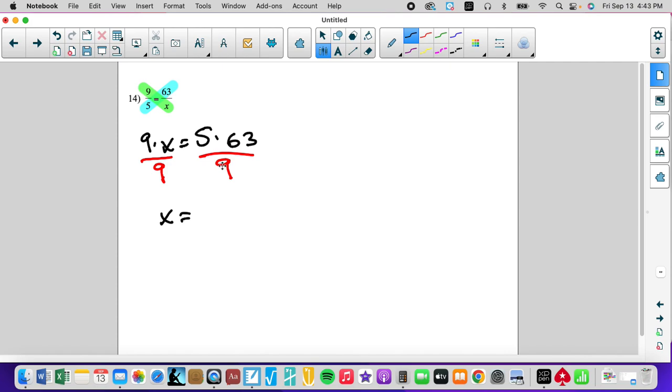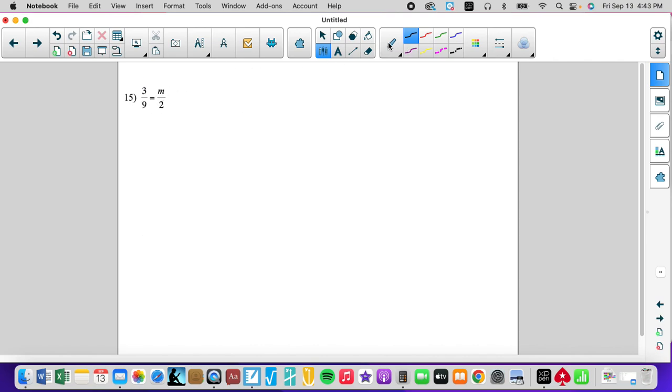I didn't do that because I know that 9 and 63 have a common factor. 9 goes into 9 once. 9 goes into 63. Not 7 times, Mr. Mack. Yeah, 7 times it does. And 5 times 7 is 35. So I got my answer without a calculator. So x equals 35. Pretty good? Yeah, should be.